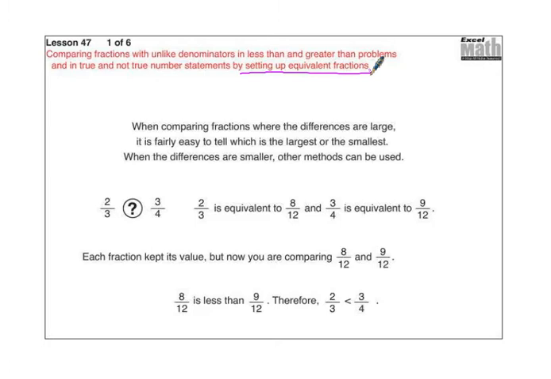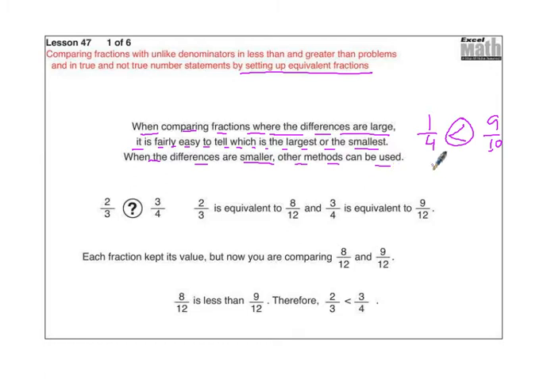Here we go. When comparing fractions where the differences are large, it is fairly easy to tell which is the largest or the smallest. So in other words, if we have 1/4 being compared to 9/10, it's real easy to say, well, 9/10 is bigger because that's almost a whole, and 1/4 is hardly anything. You know, it's a fourth, so that one's pretty simple to tell. But when the differences are smaller, other methods can be used.